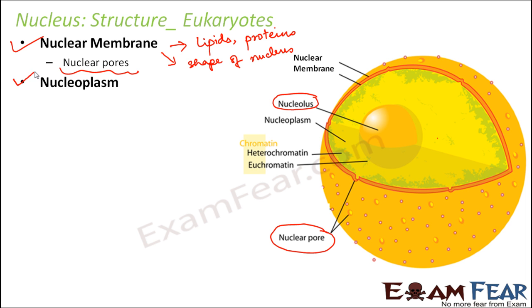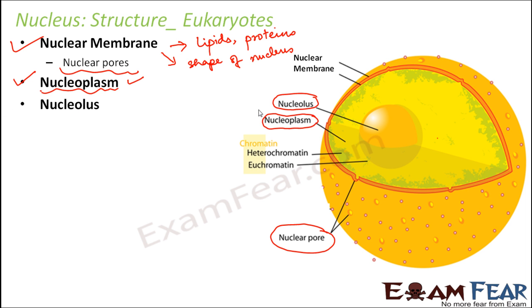Then the next important structure is nucleoplasm. Like how we have cytoplasm present inside the cell, similarly we have nucleoplasm present inside the nucleus. So what is nucleoplasm? It is a fluid which fills the entire empty space inside the nucleus. So here you see the yellow colored space inside, that is the nucleoplasm. All other structures are embedded in this nucleoplasm. So the nucleoplasm is made up of nucleoproteins, nucleic acids, proteins, enzymes, minerals. So all of these constitute the nucleoplasm.